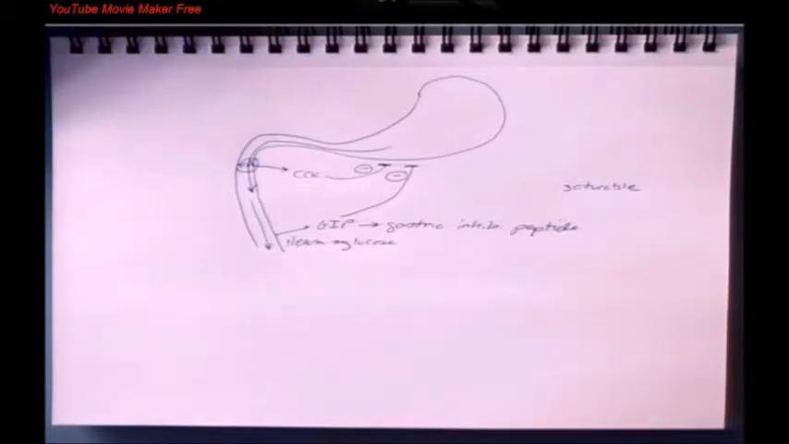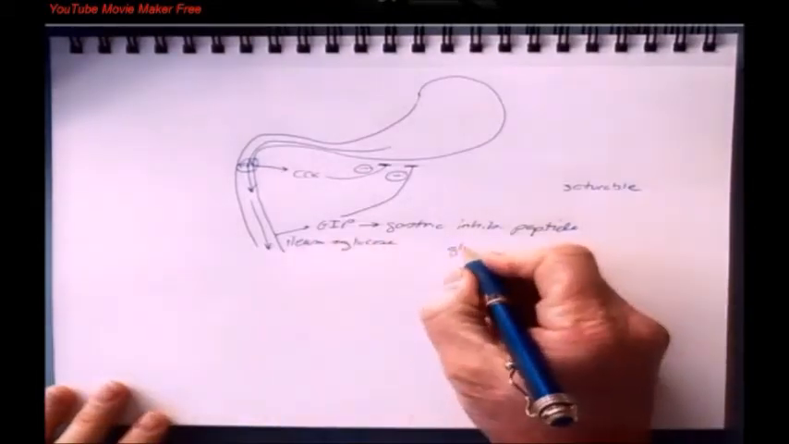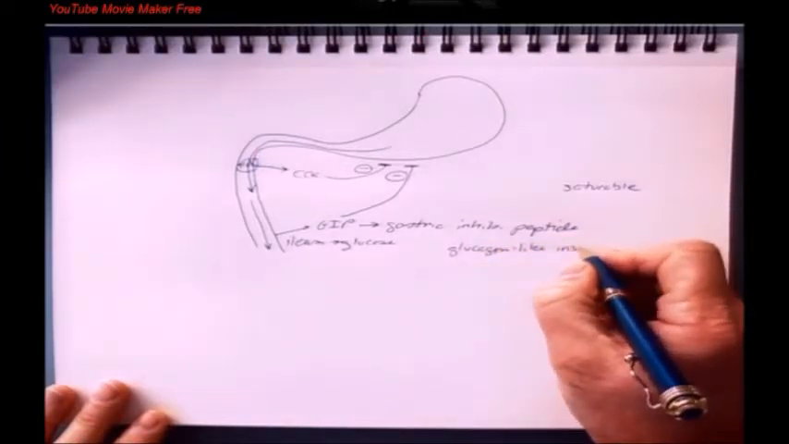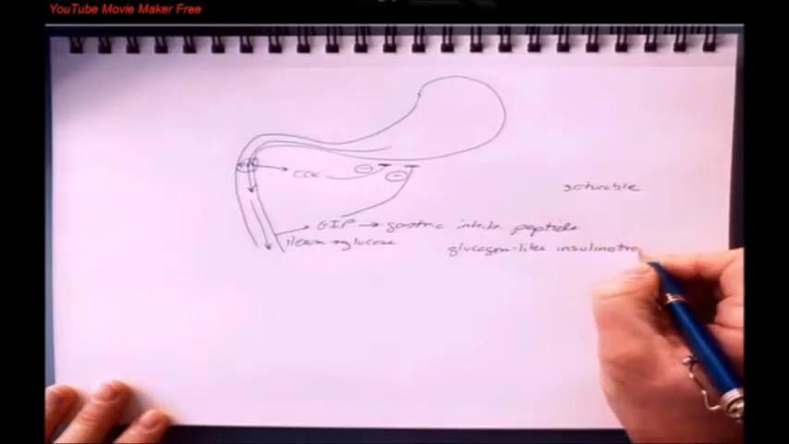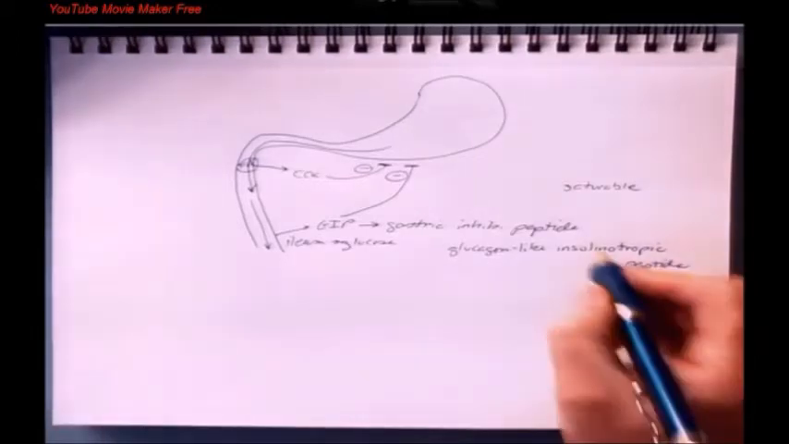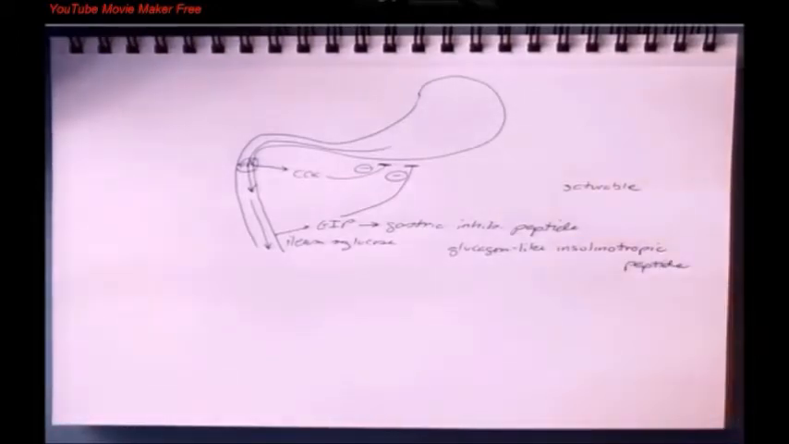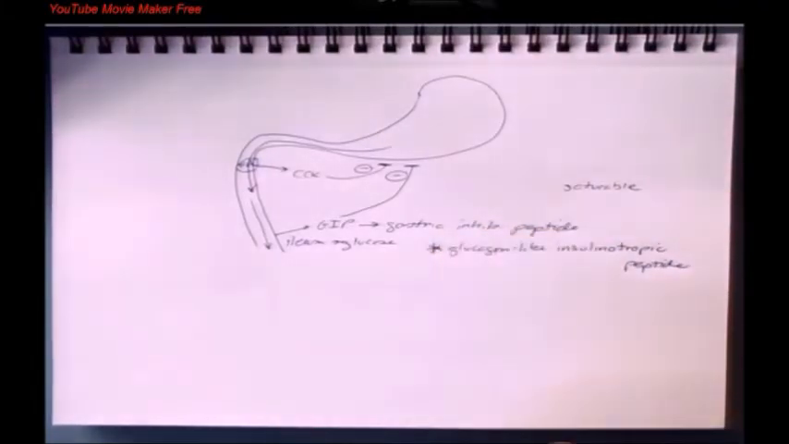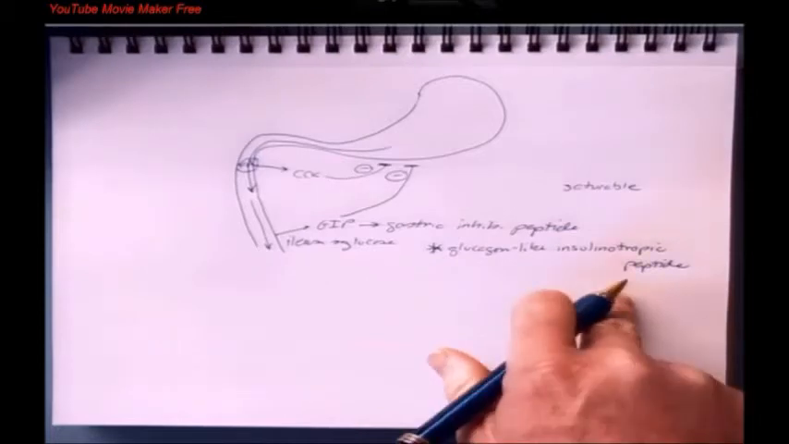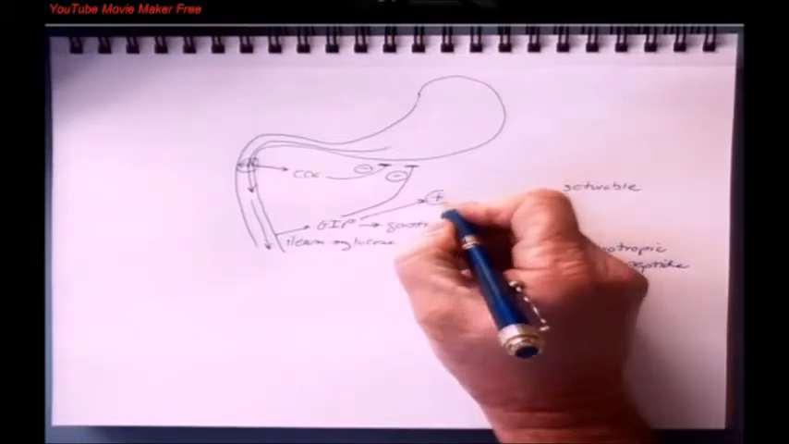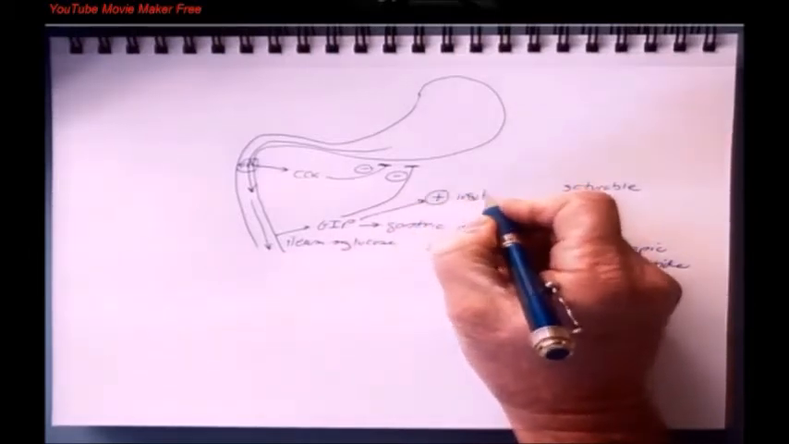Now, there's another name you need to be aware of for GIP. It's called glucagon-like insulinotropic peptide. This is the more common name for it, for GIP. And what this now does is that GIP is a positive stimulator of insulin secretion.